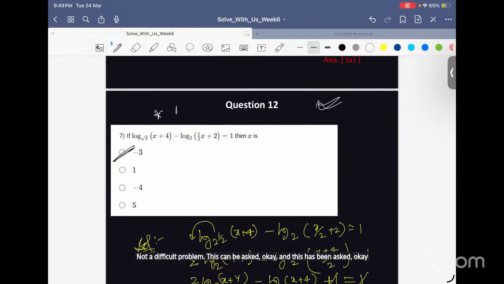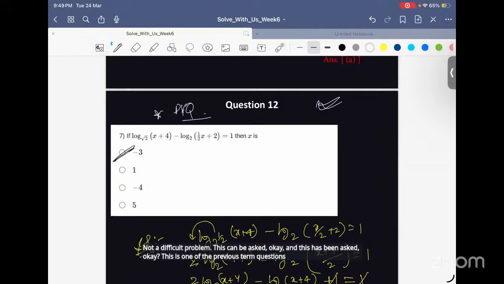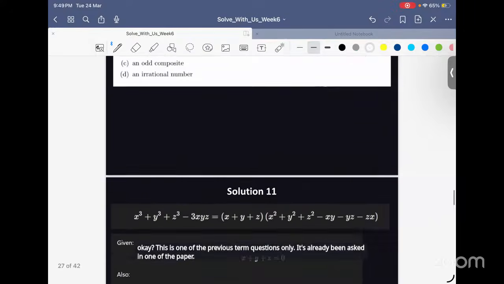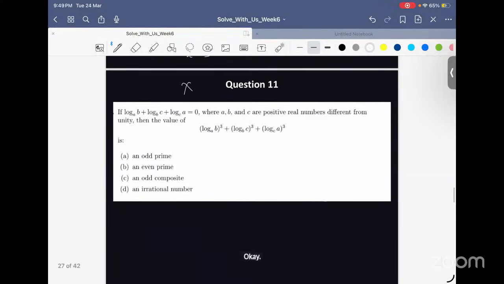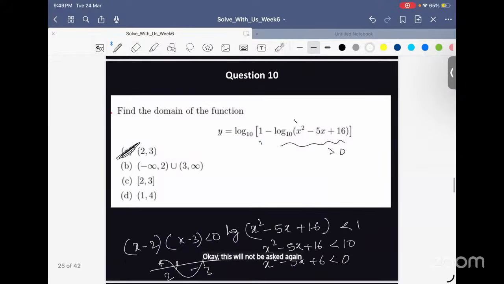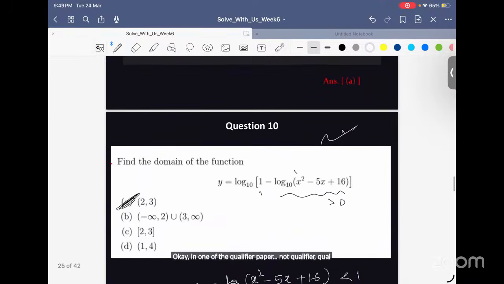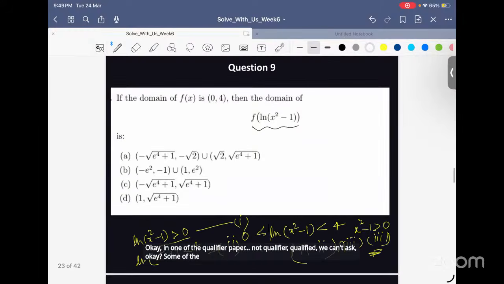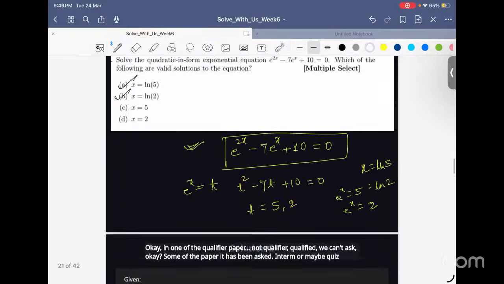I guess this is one of the previous term questions only. This has already been asked in one of the papers. This will not be asked. This is also, I guess, asked somewhere, in one of the qualifier papers, so we can't ask it. Some of these have been asked in a term paper or maybe a quiz too.